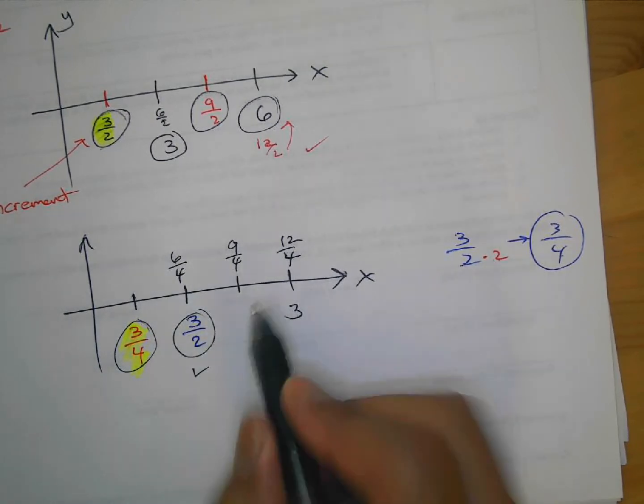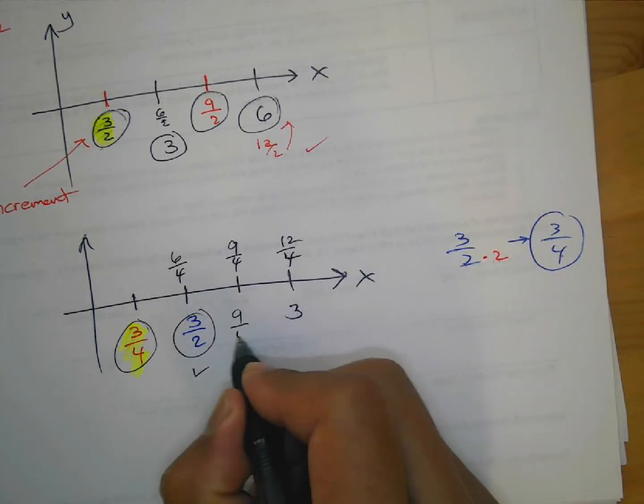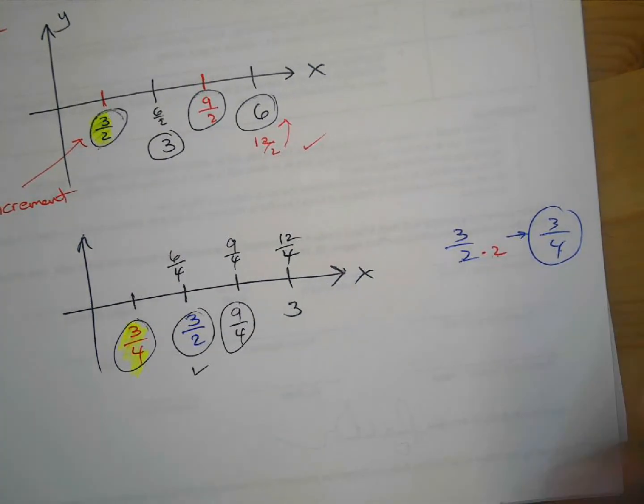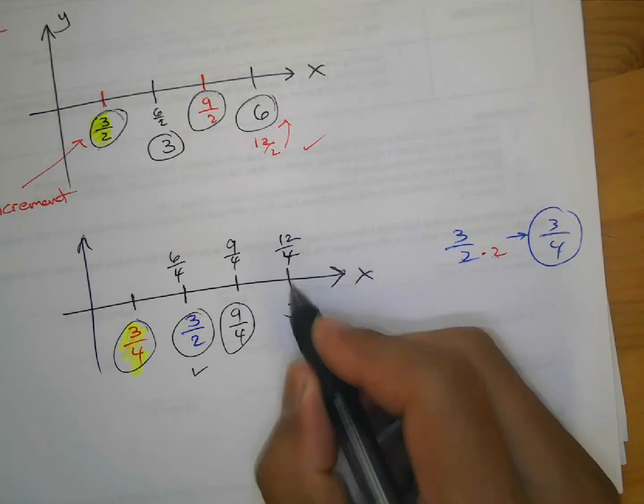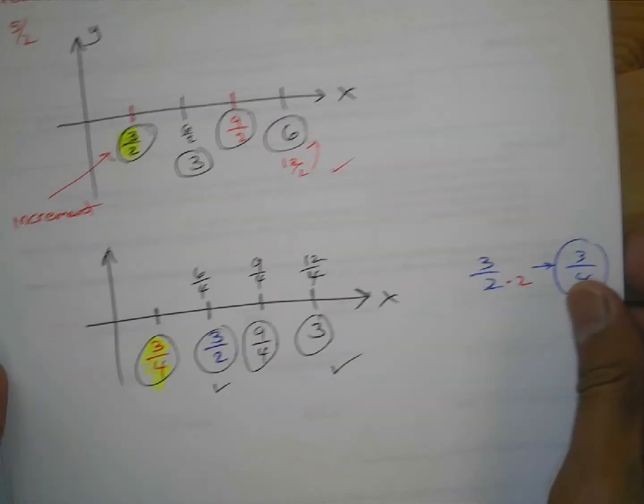So you got to look to reduce. And then 9 over 4. Can 9 over 4 be reduced? No, it can't. So it stays at 9 over 4. And what is 12 divided by 4? 3. See, it checks out. It works. All right, let's keep doing some more.